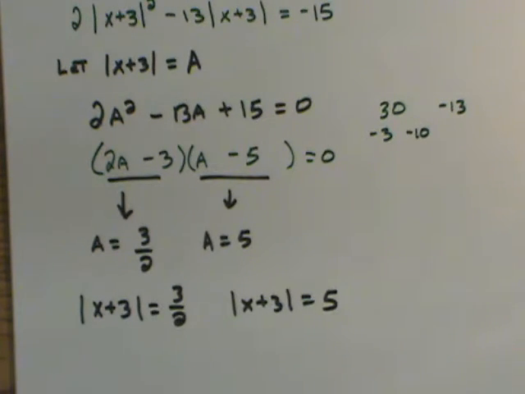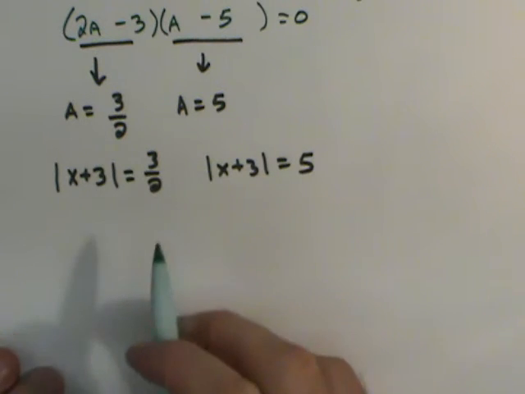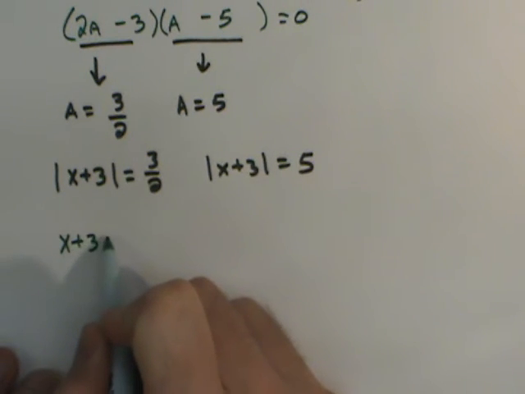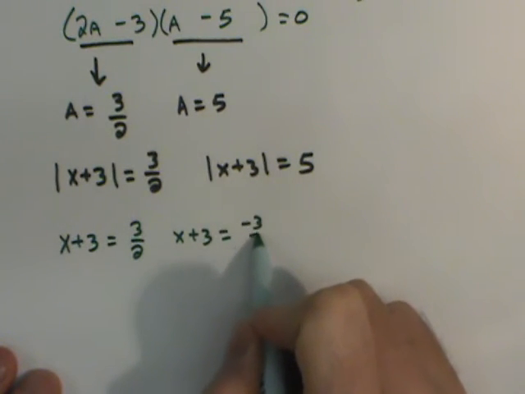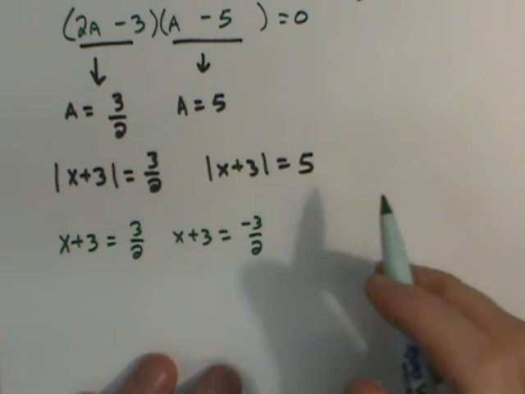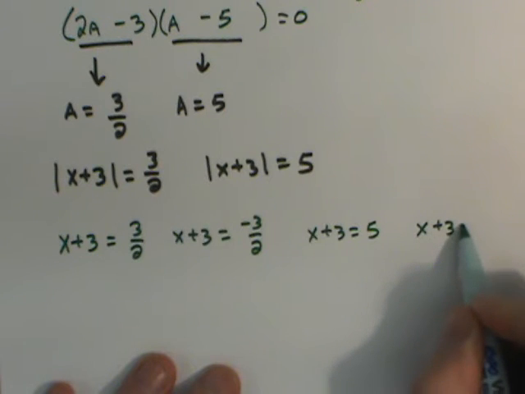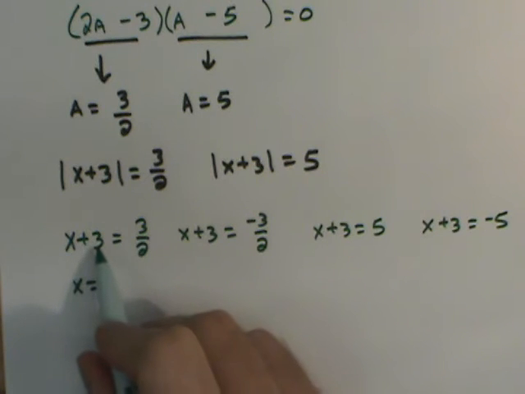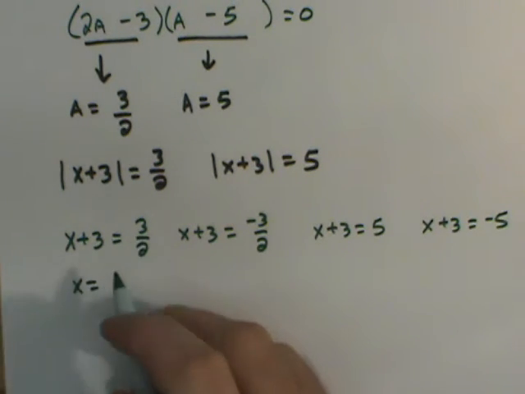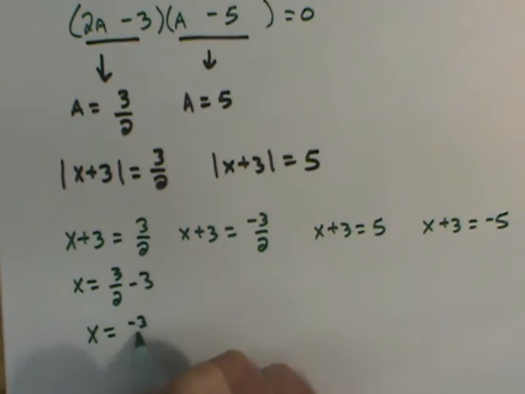From here, each of these statements can then be split into 2 more statements, because when you solve an absolute value, you solve for the positive and the negative result. So I could say x plus 3 is equal to 3 halves. X plus 3 is equal to negative 3 halves. And then in a similar way, I can say x plus 3 is equal to 5, and x plus 3 is equal to negative 5. As I solve this, I can move that 3 over. So 3 halves take away 3 would be negative 3 halves.